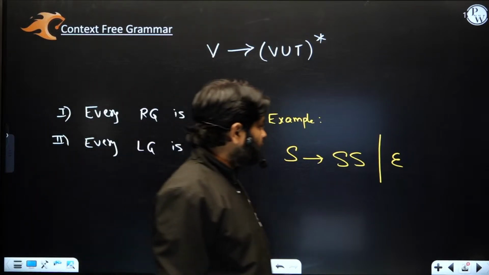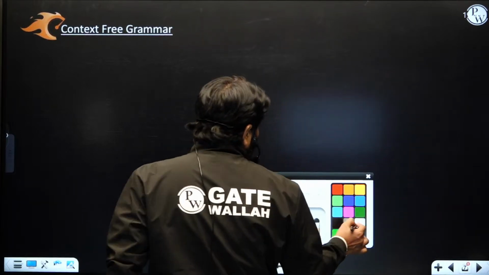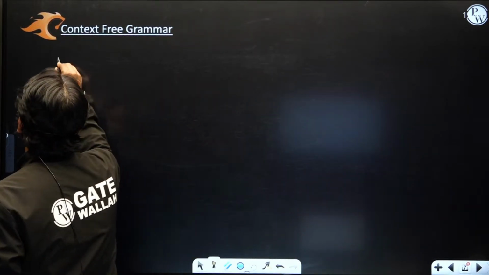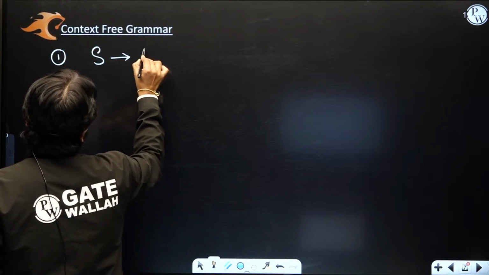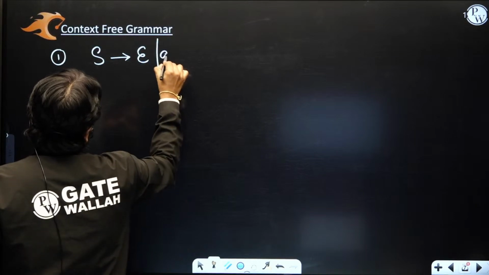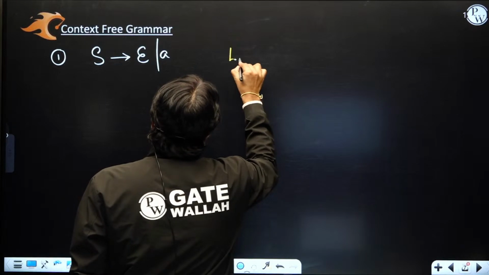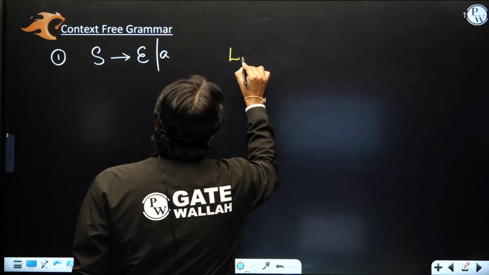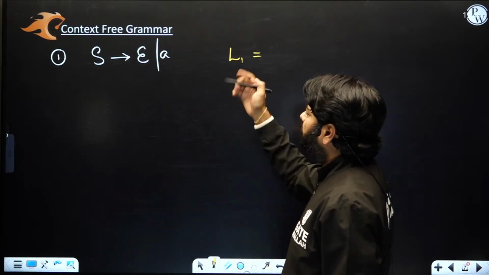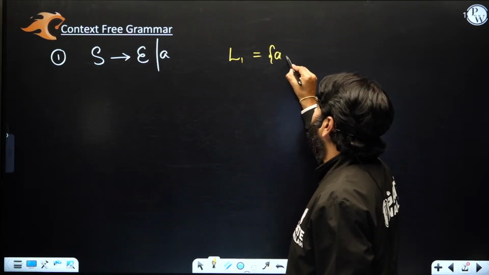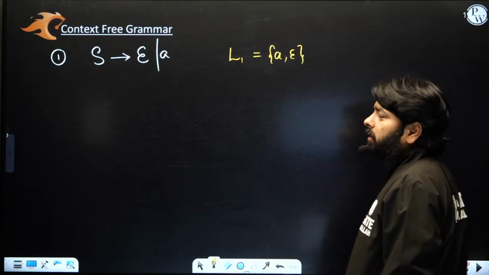Okay, let's understand some of the context free grammars along with regular and linear grammars. The first example, if you have remembered the regular grammars, we have done this. What is the language generated by this grammar? Let's say L1. It's just A or epsilon. And order doesn't matter because a set is an unordered collection.